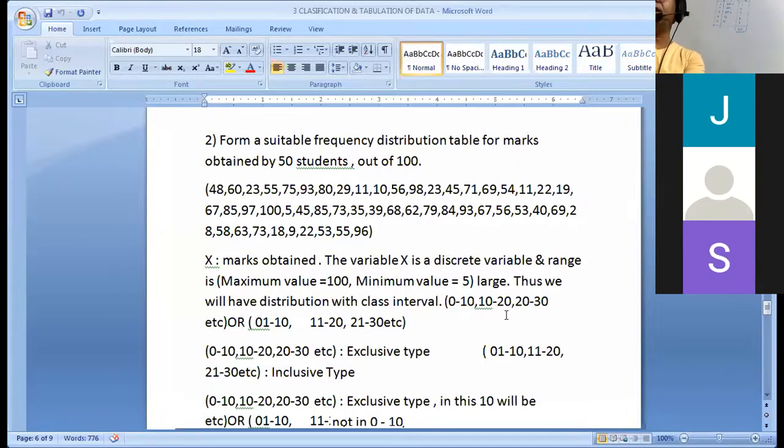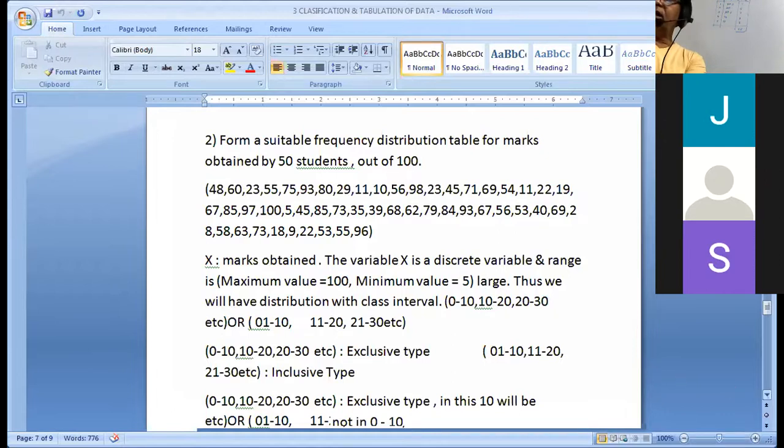So it can be 0 to 10, 10 to 20, 20 to 30, or it can be 0 to 10, 11 to 20, 21 to 30, etc. Okay, is it clear? If you go for the classes 0 to 10, 10 to 20, 20 to 30, then they are termed as exclusive type of class. And 0 to 10, 11 to 20, 21 to 30, they are termed as inclusive. Inclusive in the sense both of them are included, while in the exclusive case, one is included, other is not included.